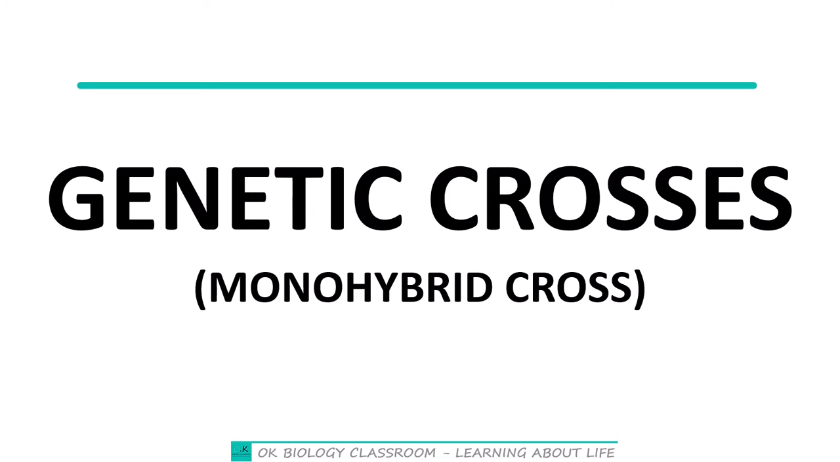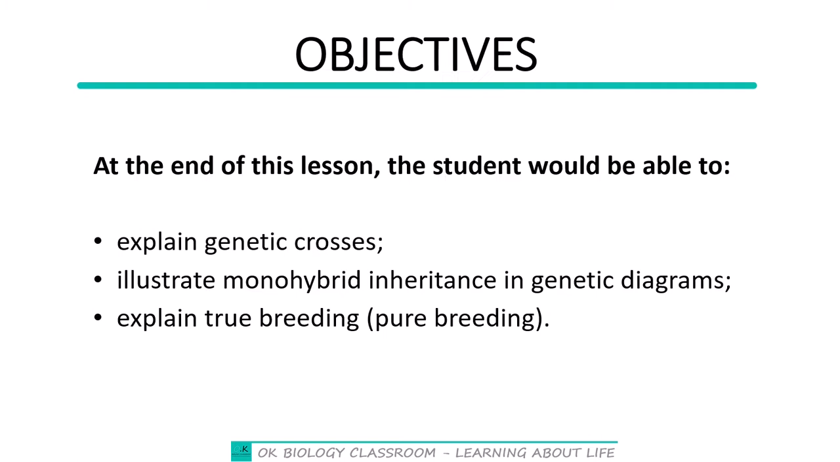Right. But before we proceed, let us look at the objectives. At the end of this lesson, the student would be able to explain genetic crosses, and the students should also be able to illustrate monohybrid inheritance in genetic diagrams. And as well, the student would be able to explain true breeding.